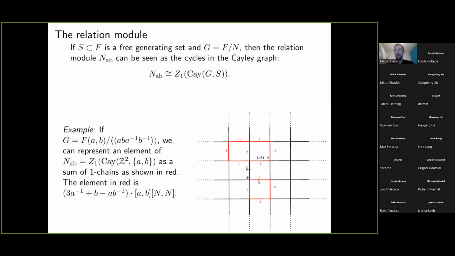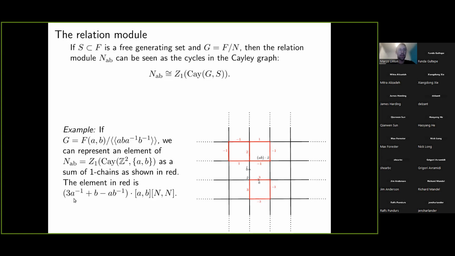so there's a picture. In the picture there's the red lines. They're part of some one chain, some elements in the relation module, and you can express this as this product here, which I've written here. So remember that this is a module with a group ring action. So the element to the left of the dot is an element in the group ring, 3 times A inverse plus B minus 1 minus AB inverse. And this is acting on the left on this sort of generator, which is the commutator between A and B.